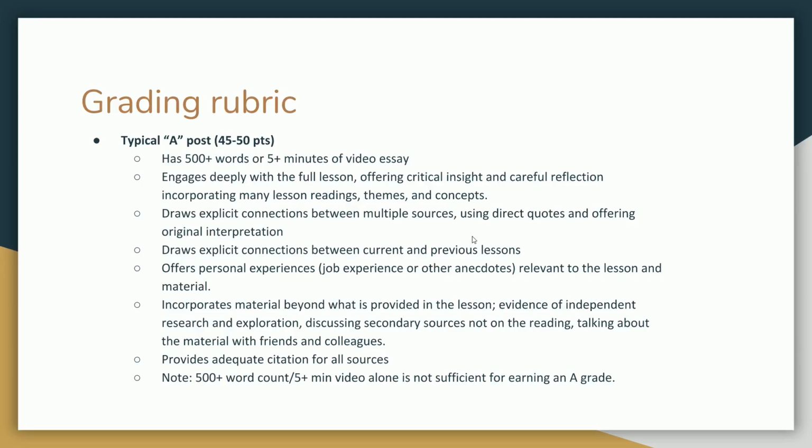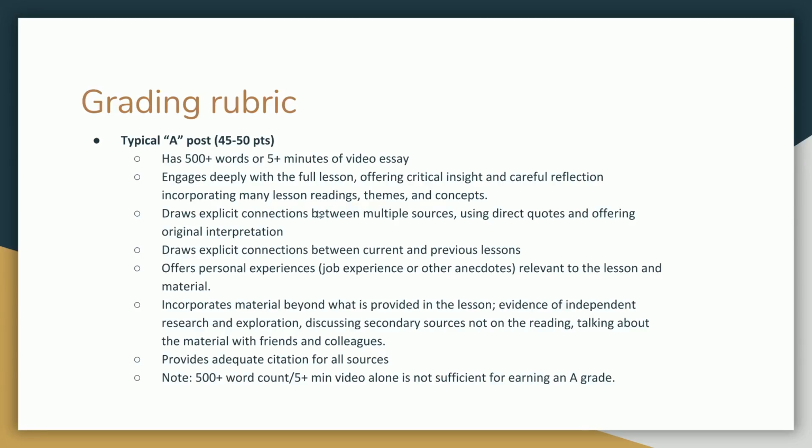So if you get a rating on your post that's between 45 and 50, I consider this an A grade, right? So I consider it an excellent post. And these are the criteria for excellence, right? That it has over 500 words or over 5 minutes of video essay. Just having that word count isn't enough. You have to have that word count and actually do something with it. But this is one of the minimum requirements for getting an A.